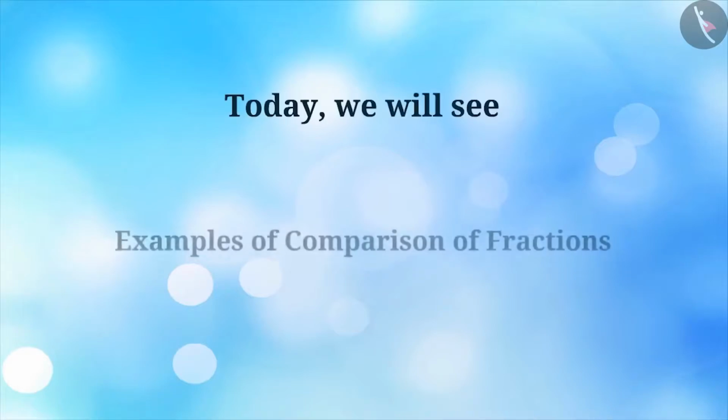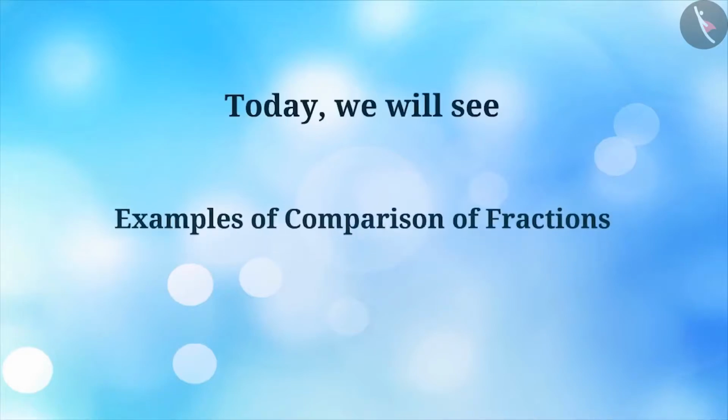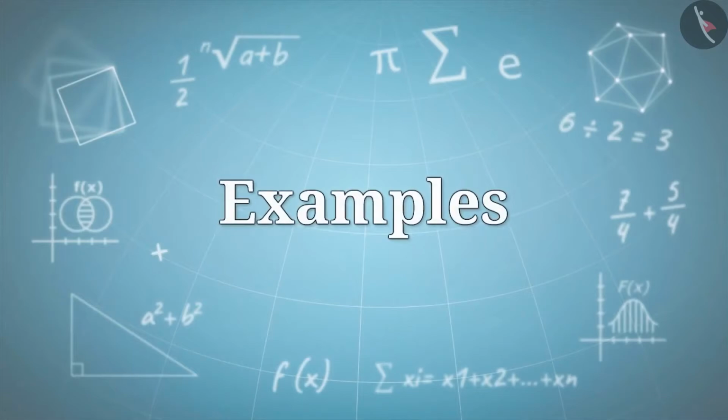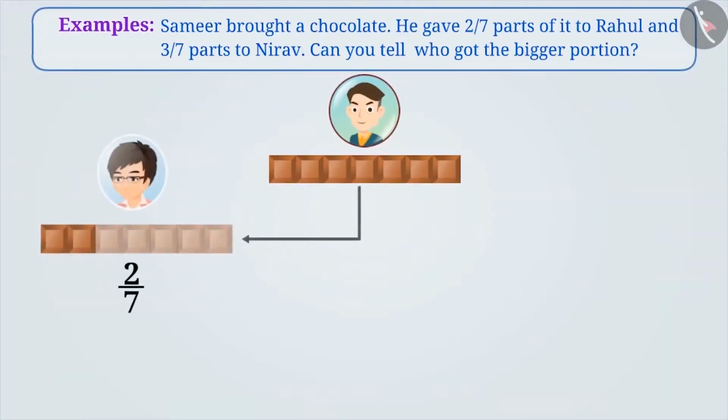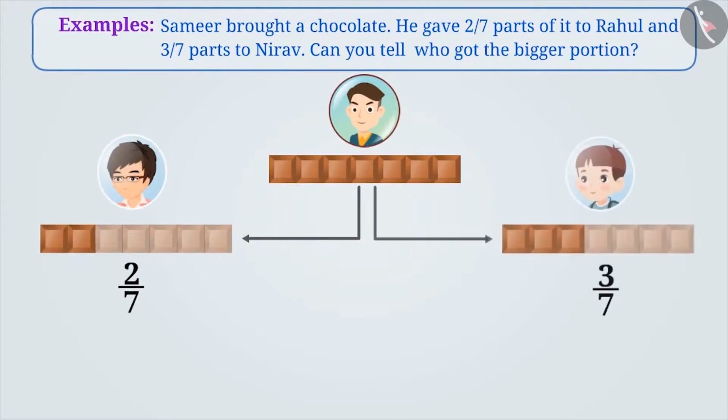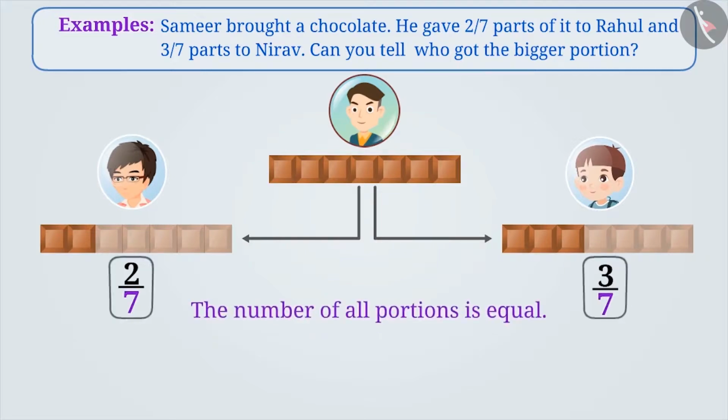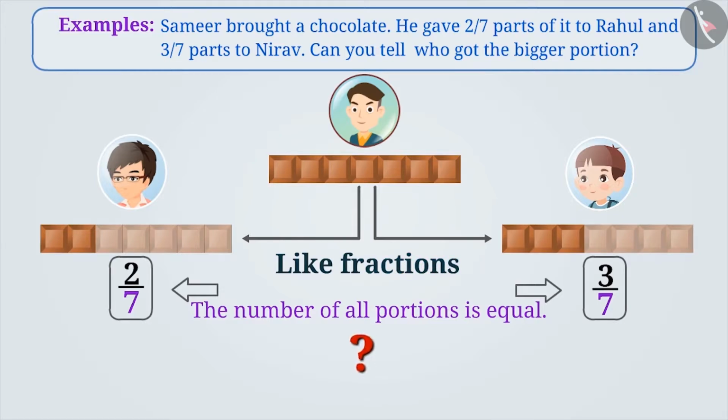Today, we will see some examples of comparison of fractions. Samir brought a chocolate. He gave 2 by 7 parts of it to Rahul and 3 by 7 parts to Nirav. Can you tell who got the bigger portion? Rahul got 2 by 7 parts of the chocolate and Nirav got 3 by 7 parts. The denominators of both fractions are the same. That means the total number of parts is the same. Therefore, both of these fractions are like fractions. If we have to compare them, then how will we do it? Think for a while.